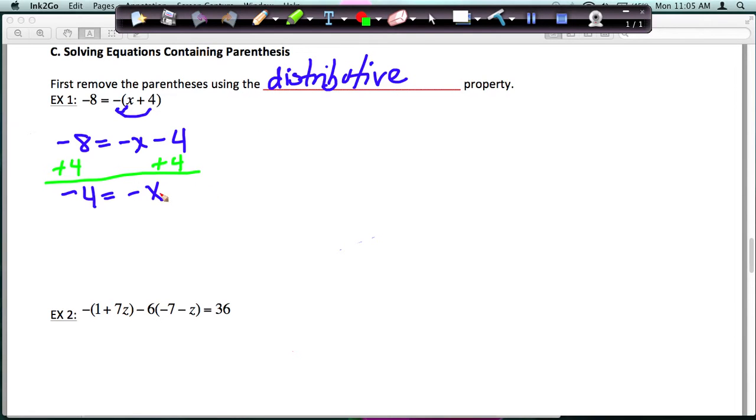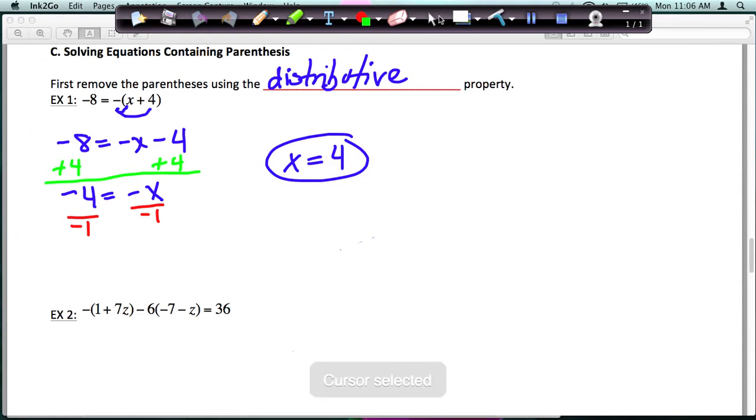So the way to get rid of this -1 is I could multiply or divide, and I'll just write it as division, it doesn't matter, by a -1. And that'll get rid of that negative sign. And so when I do that, -x divided by -1 is just a positive x equals -4 divided by -1 is a positive 4. So x equals 4.